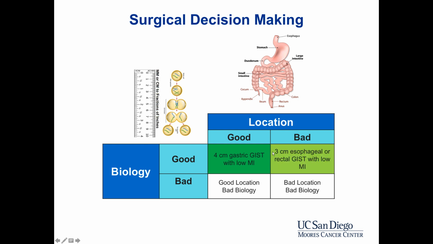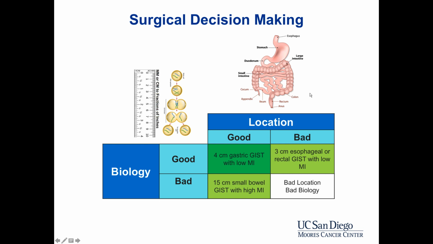Now, the flip side is you could have a smaller tumor, only 3 centimeters, but in a bad location, being the esophagus, which is a fairly fixed area within the body. That's a small area and a small diameter and not easy to get to, or down in the rectum. Even though this tumor has a low mitotic index, it still has bad location. Alternatively, you could have a 15-centimeter small intestine tumor, right in the middle of the small intestine here, with a high mitotic index, and that's actually an easier operation than a 3-centimeter esophageal or rectal GIST.